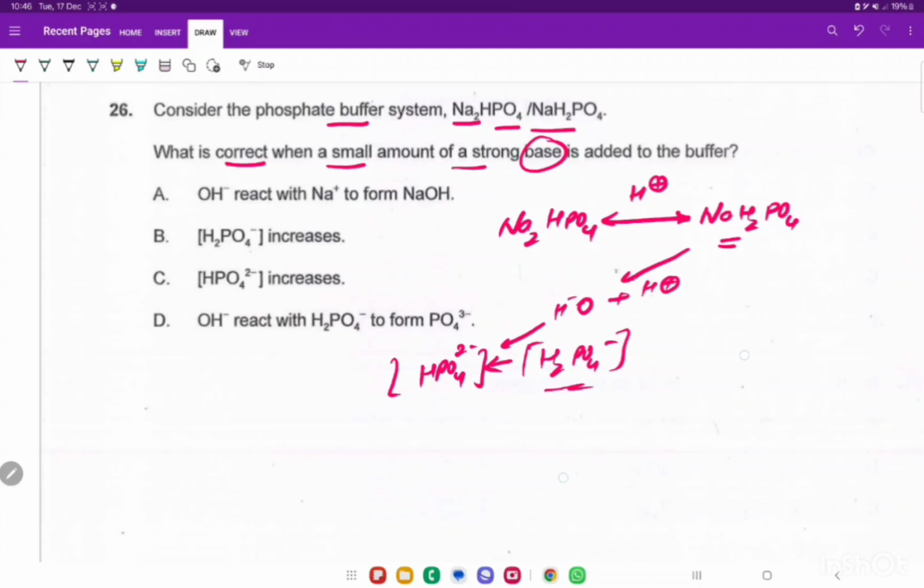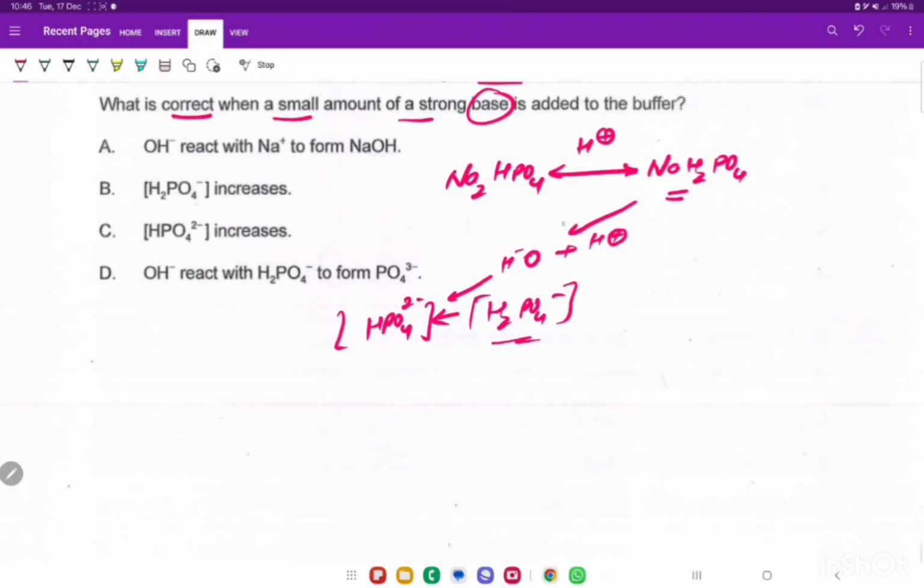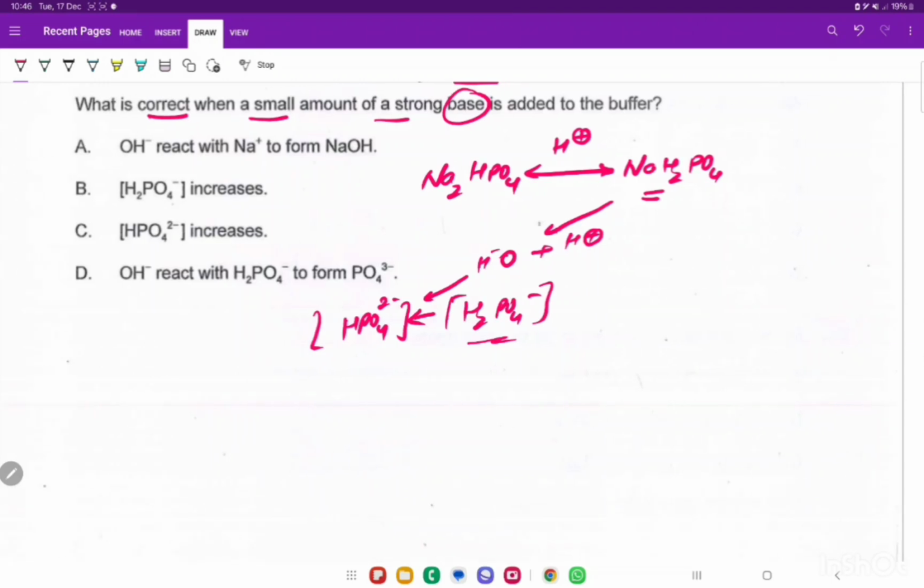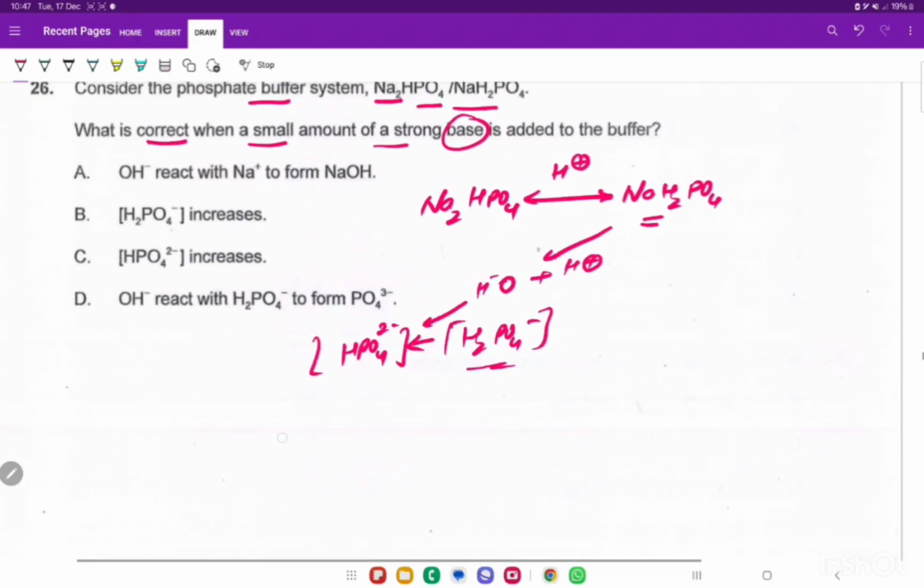When a base is added, it will react with H plus ions, which will be provided by NaH2PO4, and it converts into HPO4 2 minus. So what I can see is H2PO4 minus is converting to HPO4 2 minus. The concentration of HPO4 2 minus is increasing and H2PO4 minus is decreasing. This option is wrong. OH will react with Na to form NaOH, wrong. H2PO4 minus ion increases. No. Concentration of HPO4 2 minus increases.